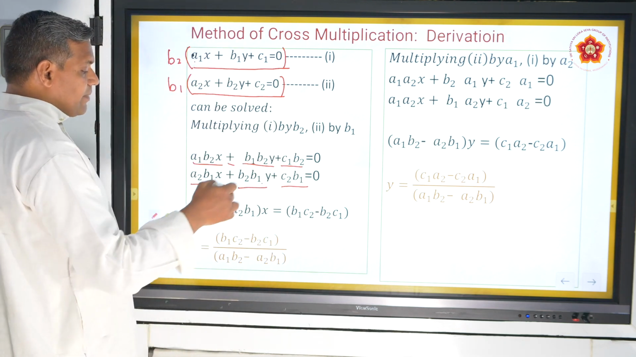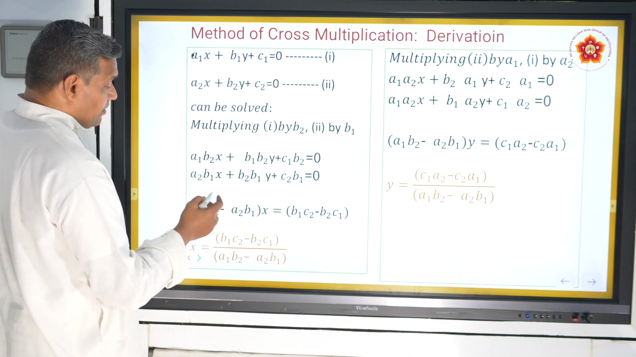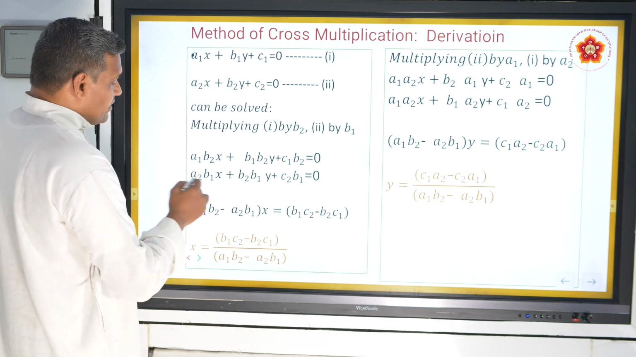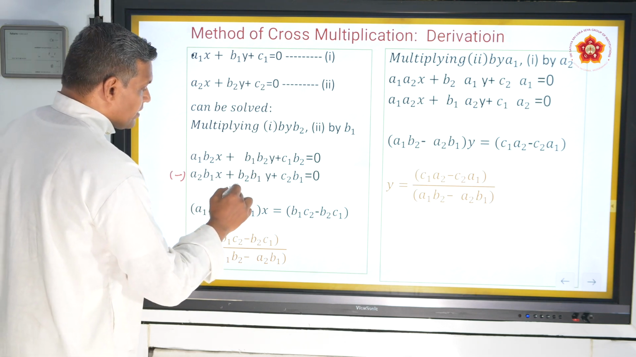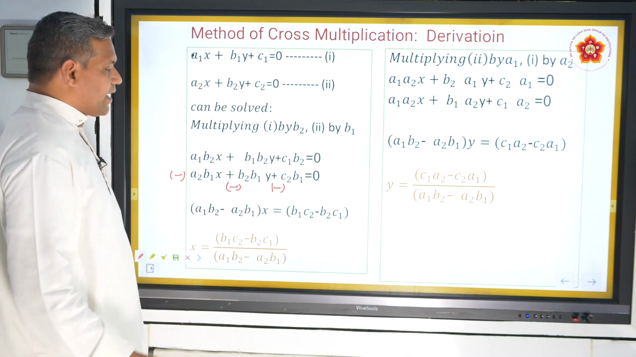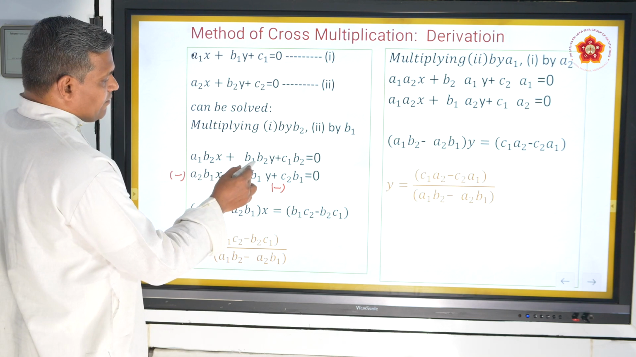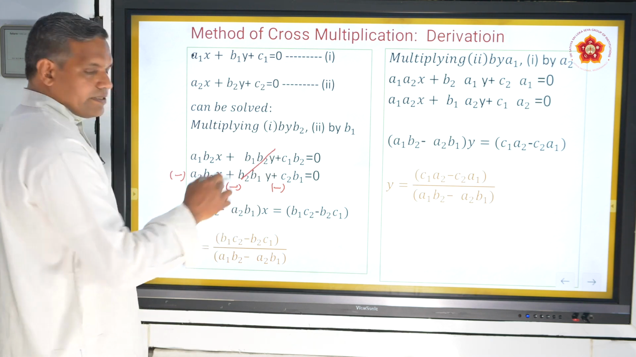Now the moment I subtract, what happens? Let us see. On subtracting the whole thing, these two terms should cancel with each other. Let me take the minus sign here when I am subtracting. Tell me what happens. This is plus b1 b2y. This is minus b1 b2y. They cancel with each other.